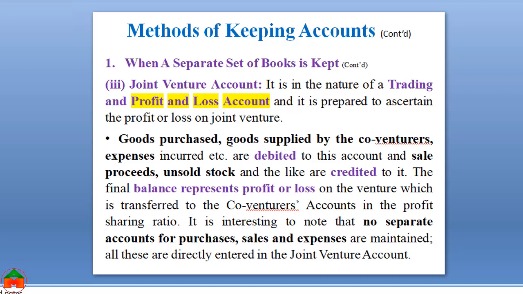And if the credit side is higher, then the balancing figure would be considered as profit. But if the debit side is higher, then the balancing figure would be considered as loss. I would like to repeat that all the goods purchased, goods supplied by the co-venturers, and all other expenses should be shown in the debit side of joint venture account, and sale proceeds and unsold stock should be shown in the credit side of the joint venture account.